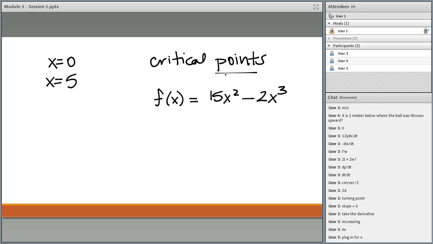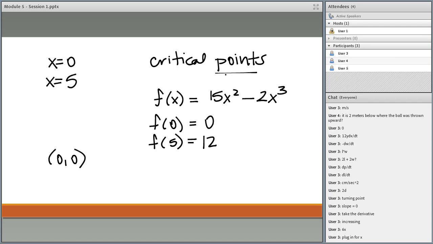And one thing I want to mention is when we're trying to find the y value, we plug back into the original function, not the derivative function. The derivative function is just used to find where the critical points happen. It doesn't tell us the actual y value, it tells us the x value of where they happen. So if I plug in 0, I get 0. So one of my critical points is at the point 0, 0. And if I plug in 5, I get 125. So the other critical point is at the point 5, 125.